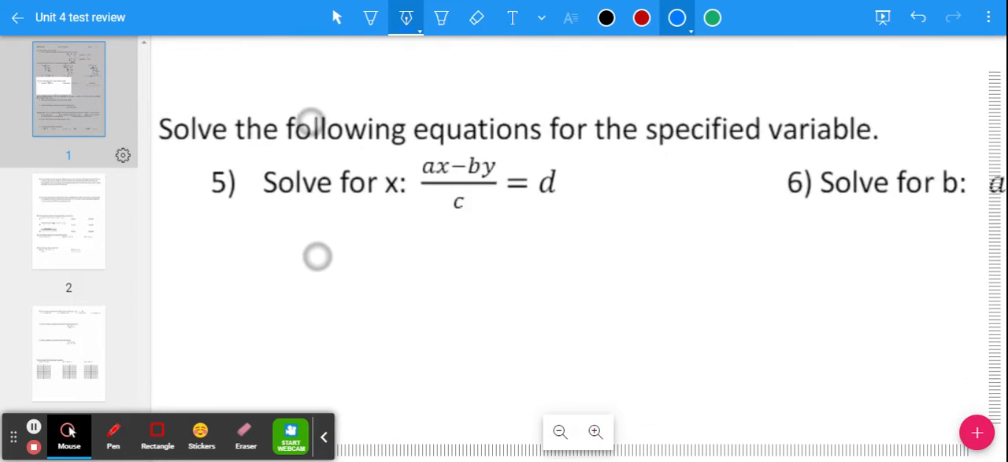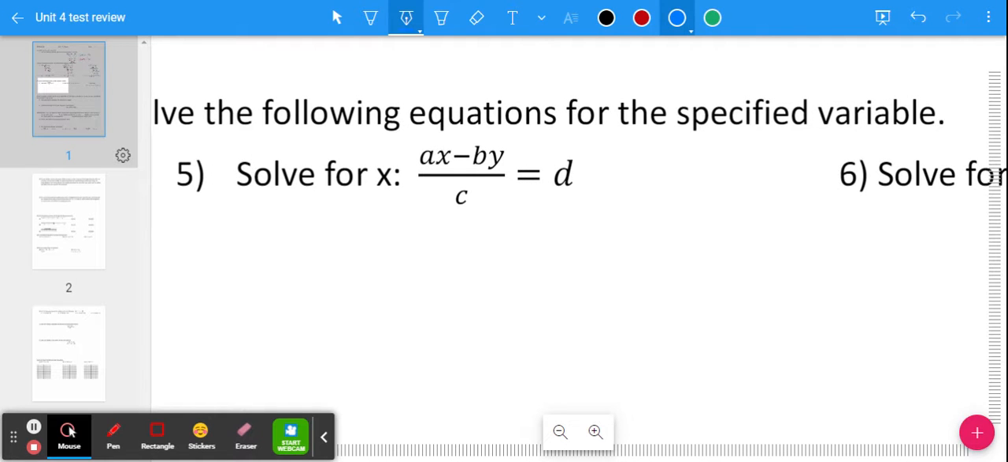Moving on to the next section. In this one, we are solving for x. Be very careful. Make sure you always read what variable you're solving for. So x is on the left side of this equation, so I'm going to try to get everything else to the right side. When I read this, I have a times x minus by divided by c equals d.